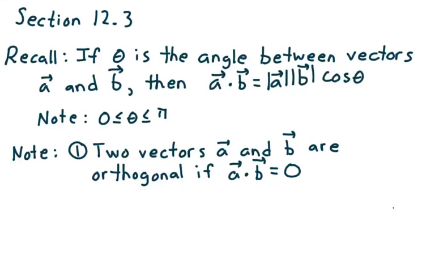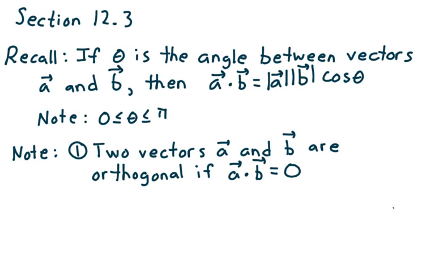This is a video from section 12.3 based off the lecture notes. Recall, if theta is the angle between vectors A and B, then the dot product of A and B is equal to the magnitude of A times the magnitude of B times cosine of theta. And remember that theta is an angle between 0 and pi.